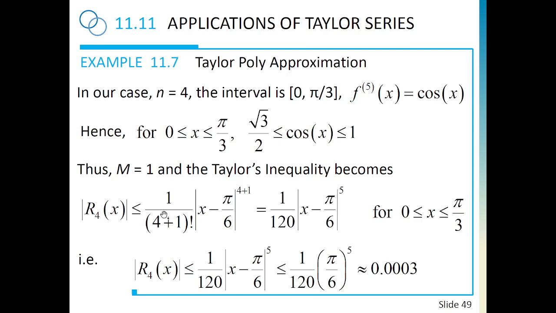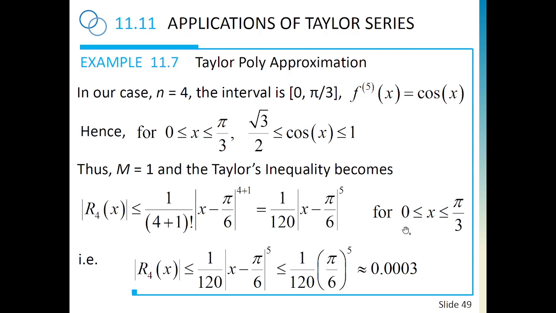Now using Taylor's inequality, when M equals 1 and n is 4, by the formula it is 4 plus 1, and here the power is 4 plus 1, and our series was centered at pi over 6, so we get this expression. So the error associated to the polynomial of degree 4 is smaller than this expression here for all x in the interval 0 to pi over 3. Good.